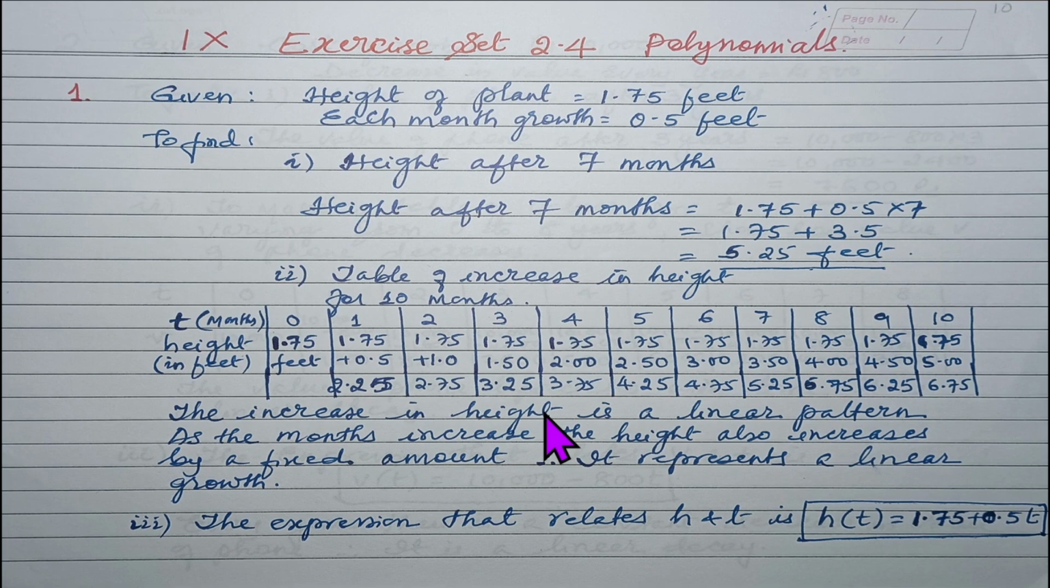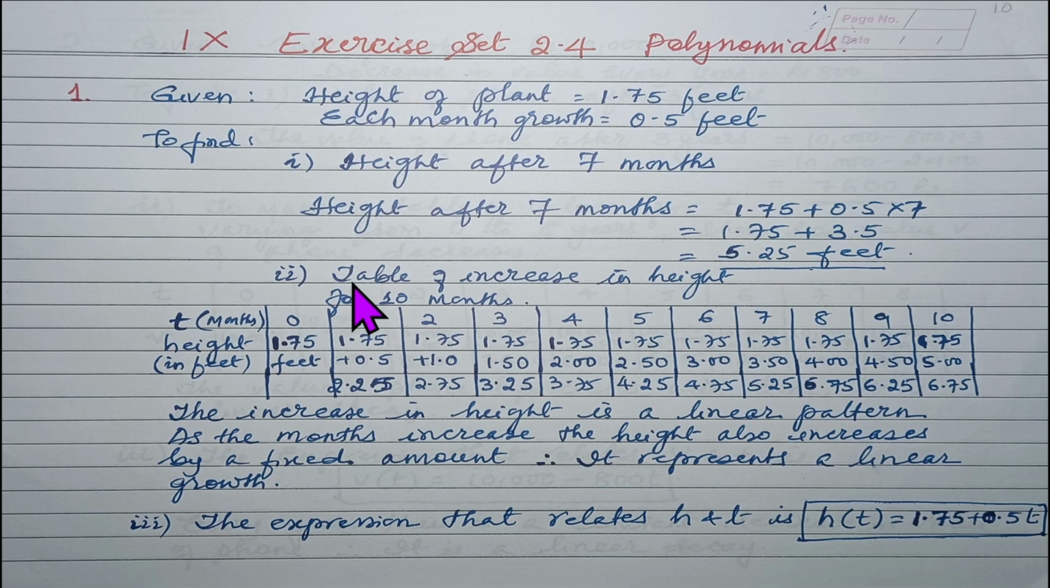Now coming to the next exercise, set 2.4 of polynomials from the 9th CBSE Ganita Manjari textbook. In this, the first example is the height of the plant, given as 1.75 feet, that is the initial height, and each month the plant grows by 0.5 feet. Now what is the height after 7 months? That means the height after 7 months will definitely be the initial height plus 7 times the increase in height, therefore 1.75 plus 3.5 becomes 5.25 feet.